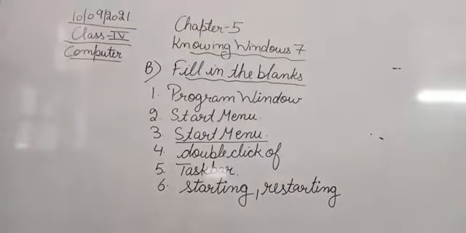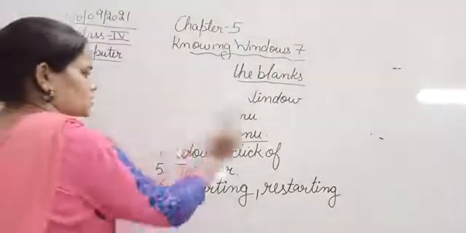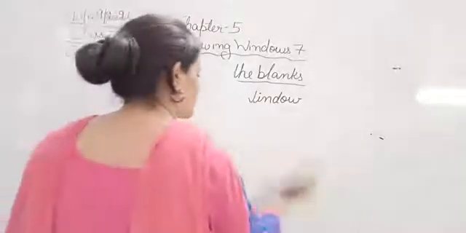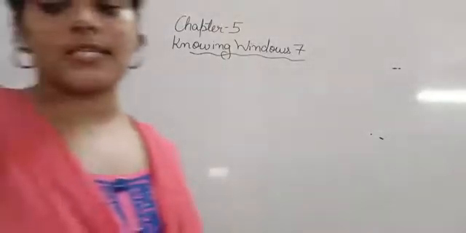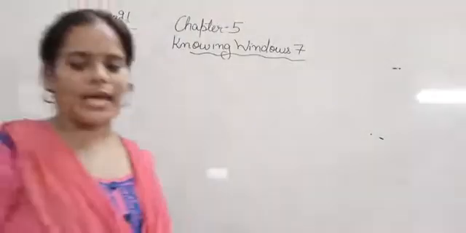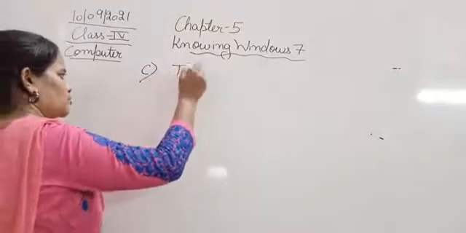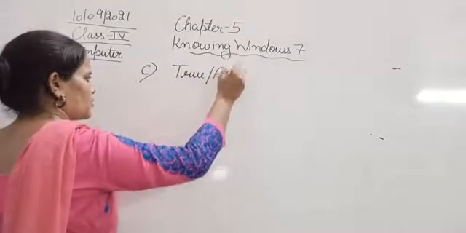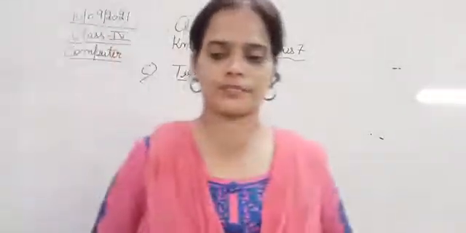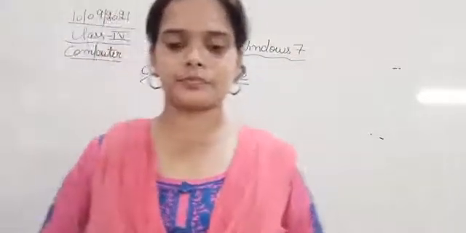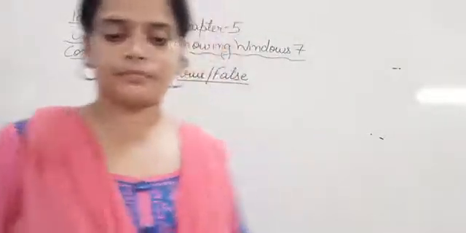Okay. Now we are moving to the next part of our exercise, that is true false. So the next is write T for true and F for false statement. So we have to write whether the given statement is true or is it false. So the first is Windows 7 is an operating system developed by IBM.